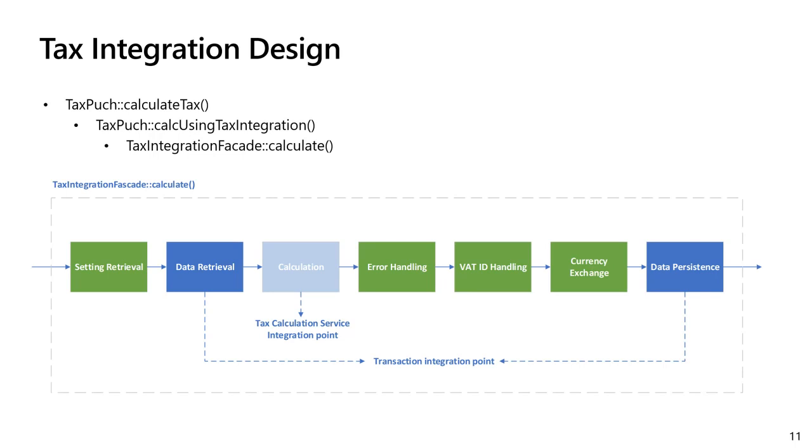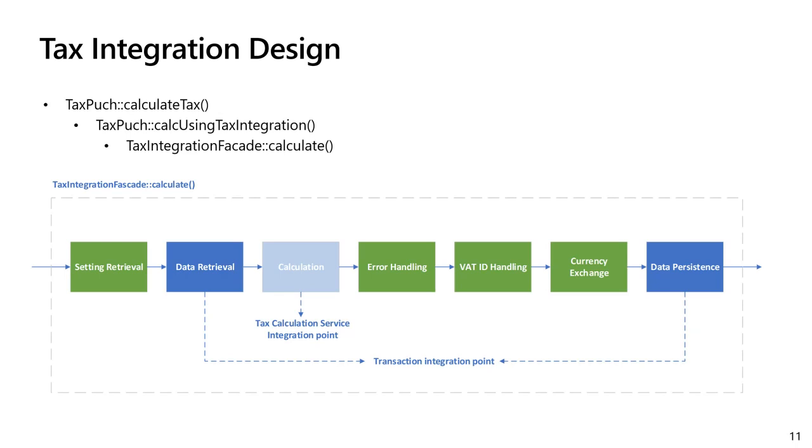The next stage will be the calculation. After we have all the data, we will call the tax calculation service with this data and fetch the calculation result, and this result will also be saved into an object. After that, we will check if there is any error thrown by the tax service. If yes, we will throw an exception to the end user or just show a warning to the end user based on the setups.